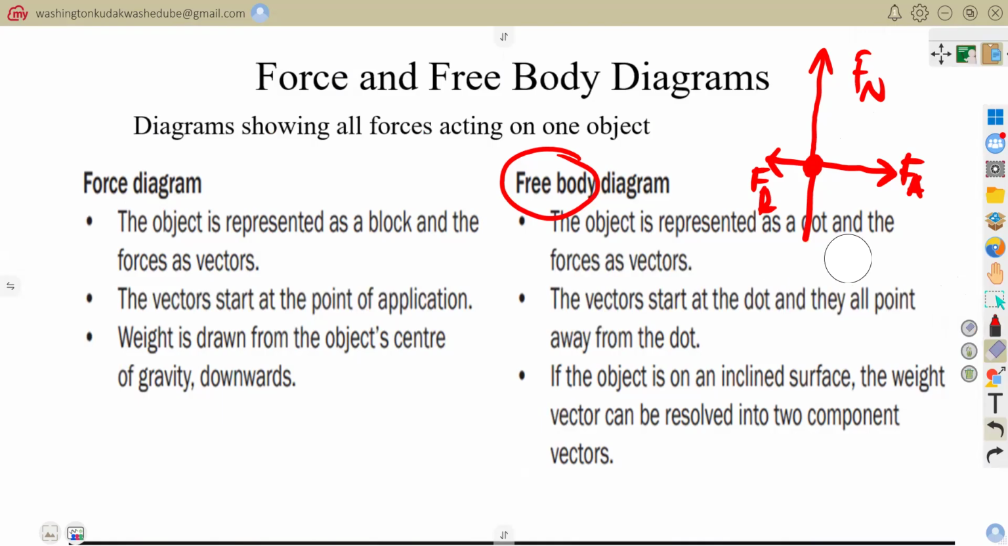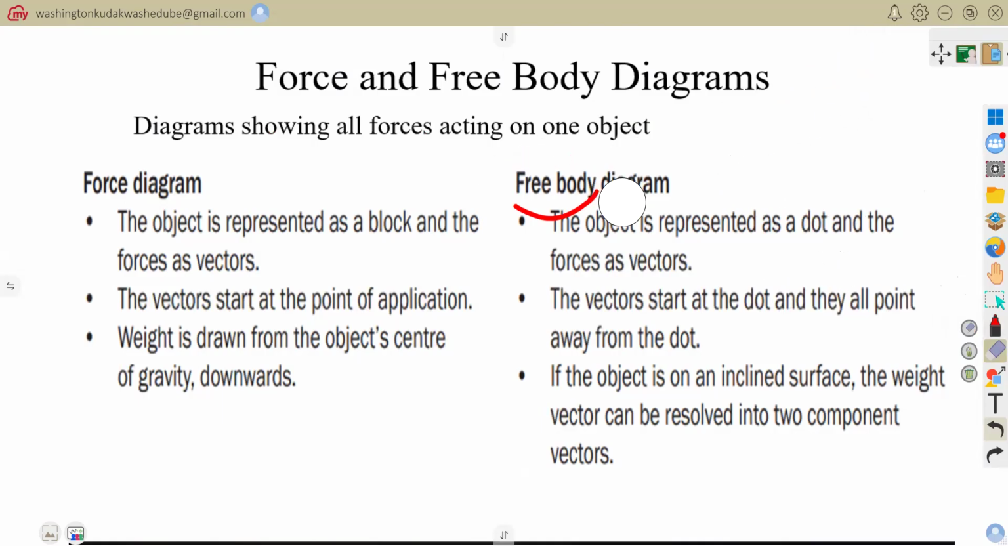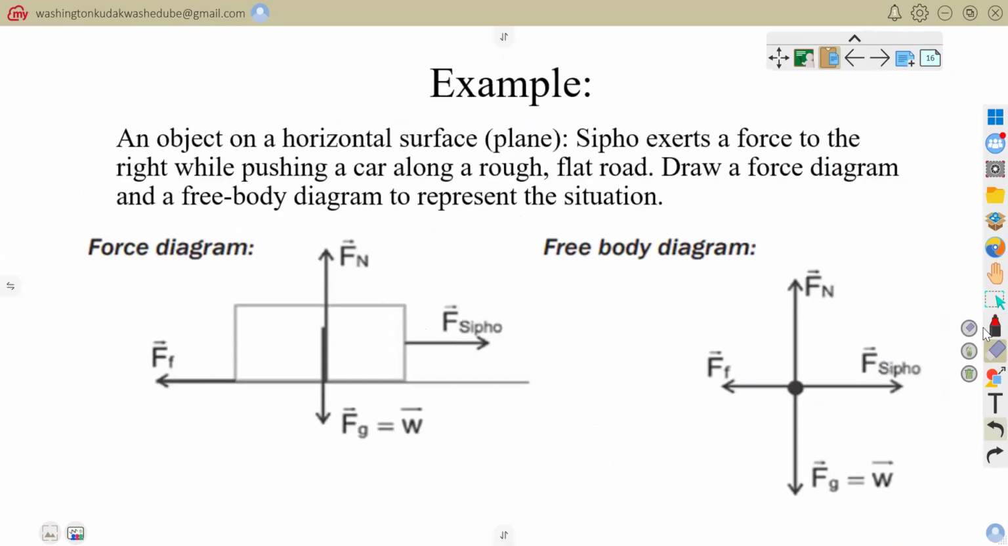So here I brought an example so that we can actually get to see how they drew the force diagrams, exactly how they drew it, so that you would have a full idea and the exact way of drawing free body diagrams and force diagrams. So here we are saying an object on a horizontal surface plane, Sipho exerts a force to that object to the right while pushing a car along a rough flat road.